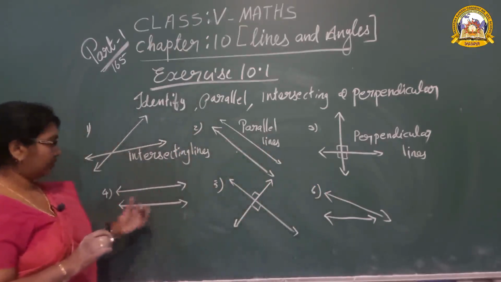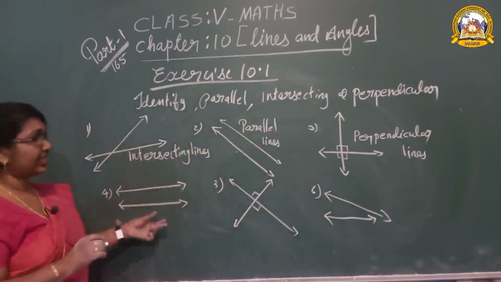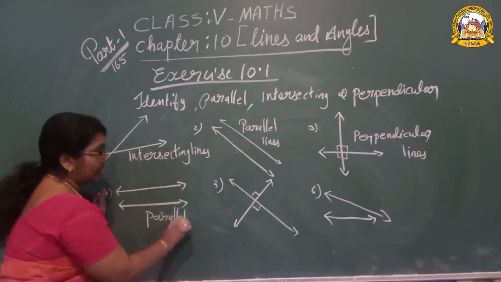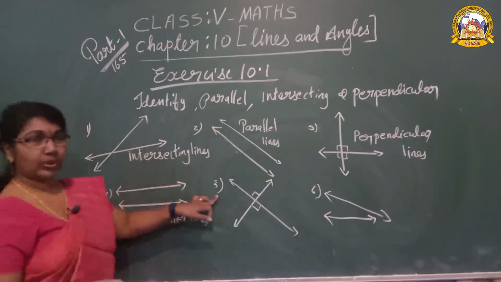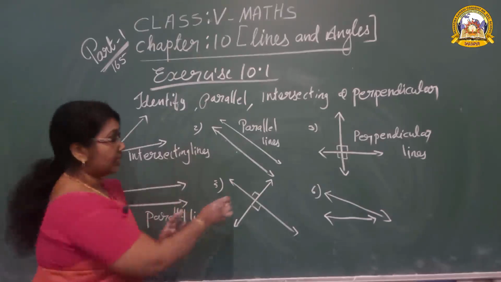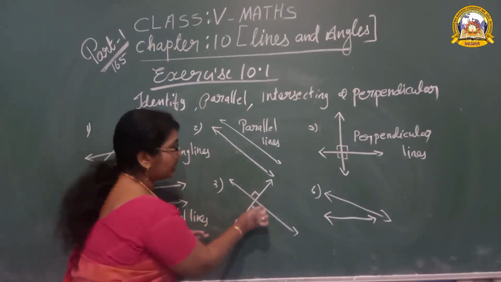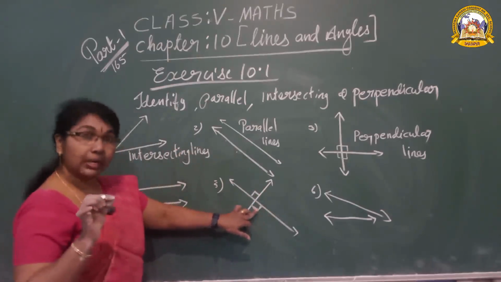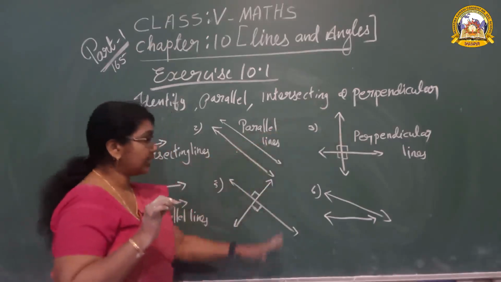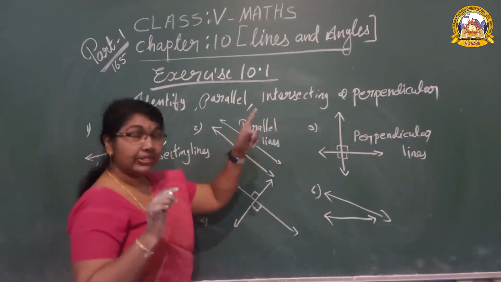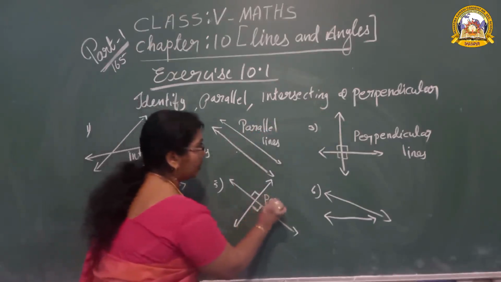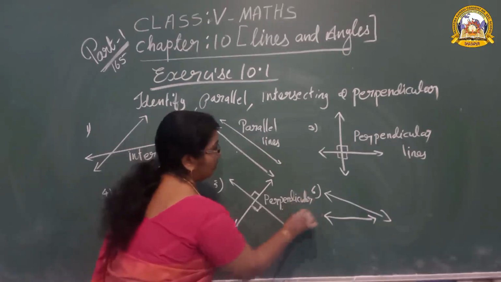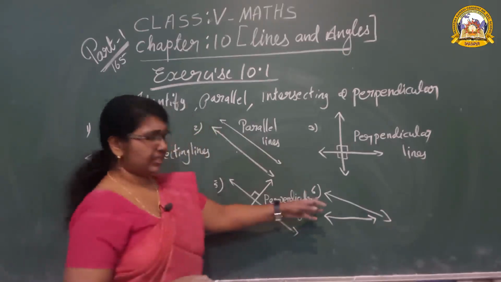Can you say the fourth line? Equal distance. By seeing you can understand what the name is. It is called parallel lines. Then the fifth one, you may have little doubts, so this symbol means it is 90 degrees. 90 degrees means right angle. This is the symbol of right angle. Two lines cross at 90 degrees. It is called perpendicular lines. Then what is the sixth one?